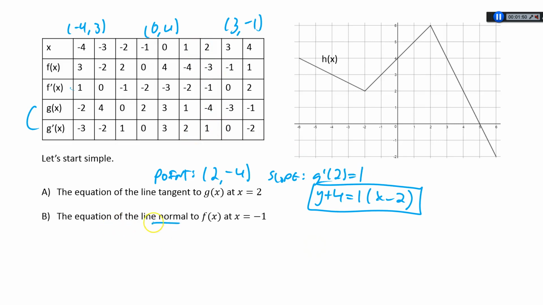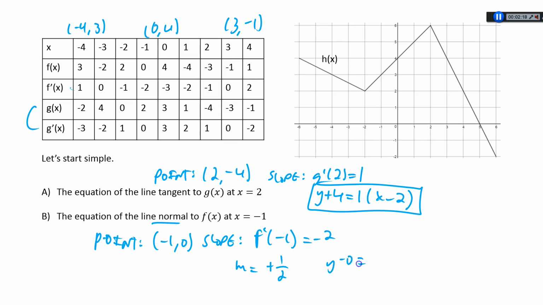Now we want the normal line. So we're going to have to do opposite reciprocal of the slope to f of x at x equals -1. So our point here, x equals -1, the f value is 0. So we have -1, 0. And our slope, well, f prime of -1 is -2. So the slope that we're going to want to use is positive 1/2. So we're going to have y minus 0 equals 1/2 times x plus 1. That's all there is to it.